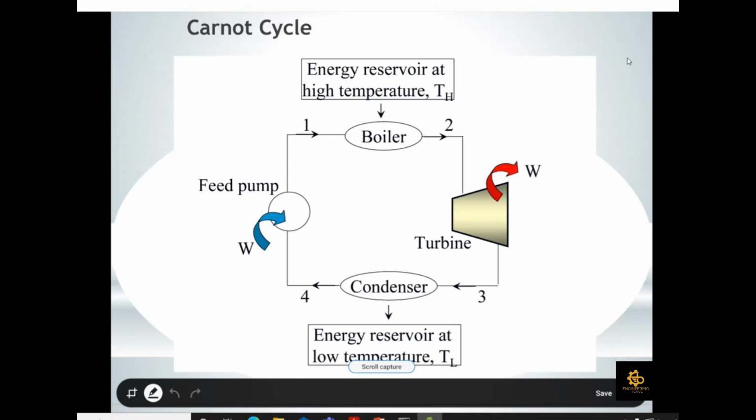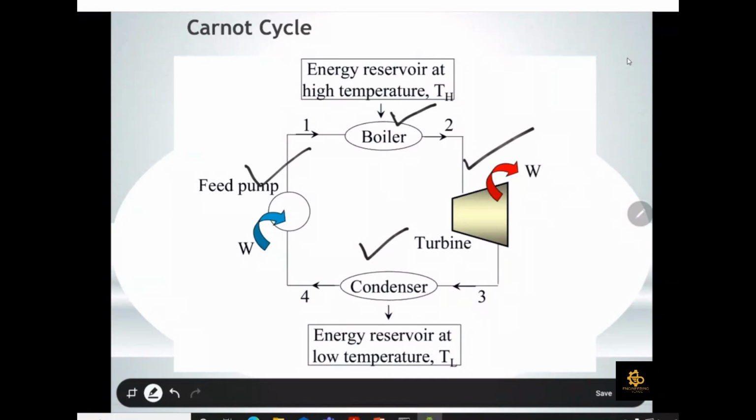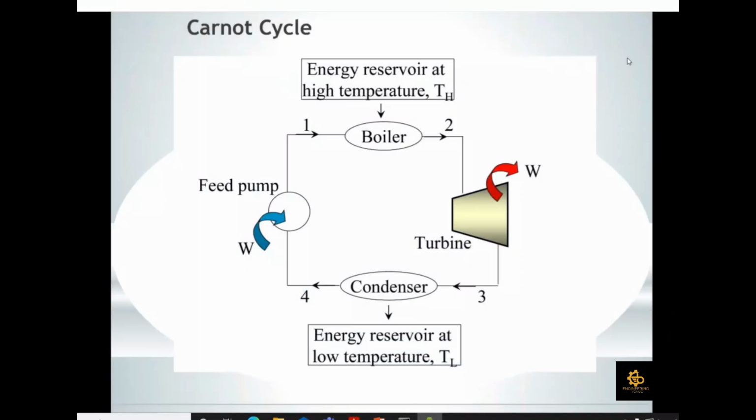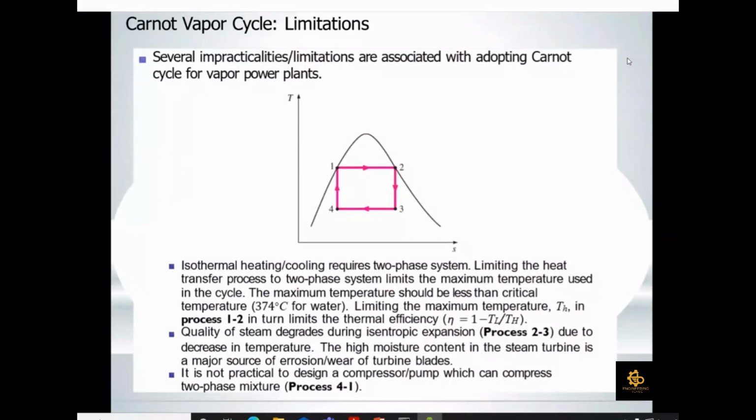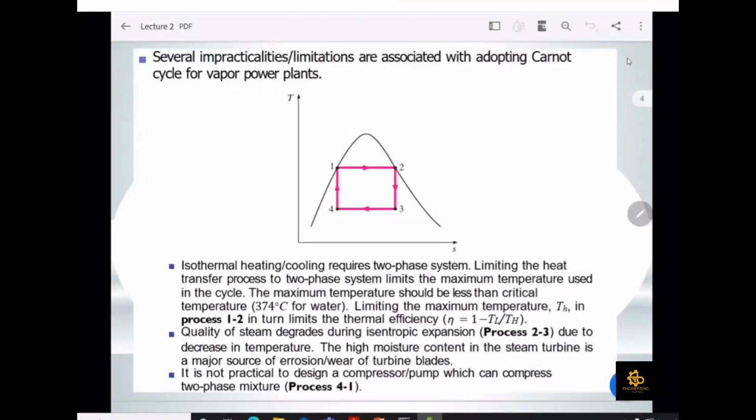In the Carnot cycle, you also see four parts. The first is the boiler, second is the turbine, then there will be a condenser, and a feed pump, and all these four parts are similar in all the cycles. Either it is a Carnot cycle or a Rankine cycle, you see these parts, that it comprises these four parts, and it makes a cycle. However, the difference between Carnot cycle and Rankine cycle is based on some limitations. I will explain what those limitations are, and why we are not using the Carnot cycle in our steam power plants.